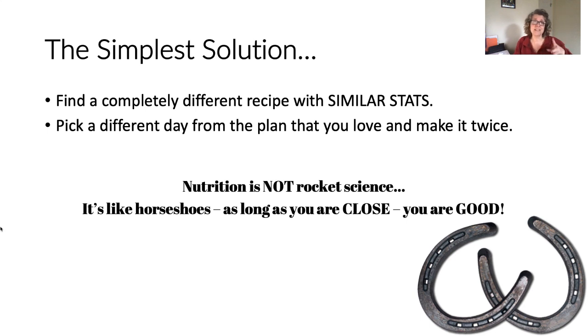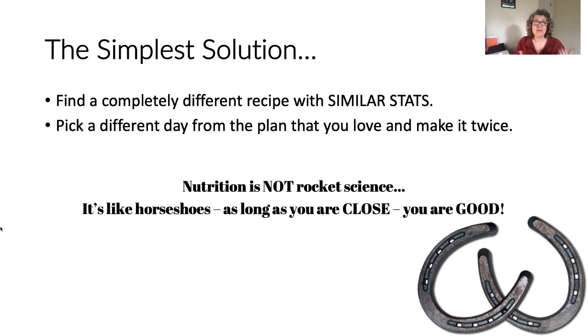So, 2 of the easiest things to do: find a completely different recipe with similar stats. Just look at the nutrition information on the bottom and find one that's close. Now, the reason I say find one that's close is because, you guys, I know we track. And I know there is so much satisfaction in hitting that 40-35-25 or that 60-25-15. But here's the thing. Nutrition is not rocket science, okay? It's like horseshoes. As long as you're close, you're good to go.